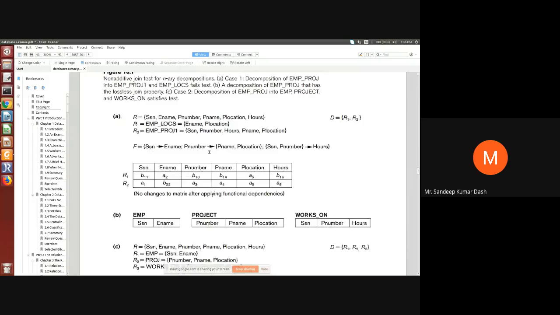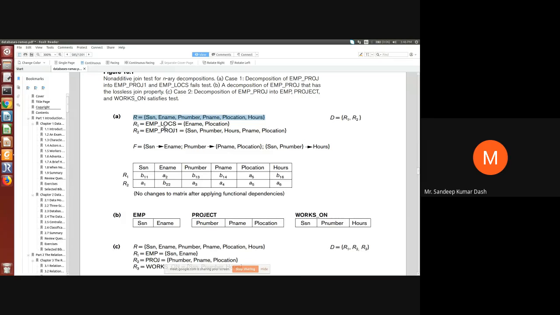Say I have one relation like this, R, having these many attributes. R1 is, that means I divided this R into two relations, R1 and R2. In R1 I kept ename, p location. In R2 I kept the other attributes, that is SSN, p number, hours, p name, p location. Only ename is not here.